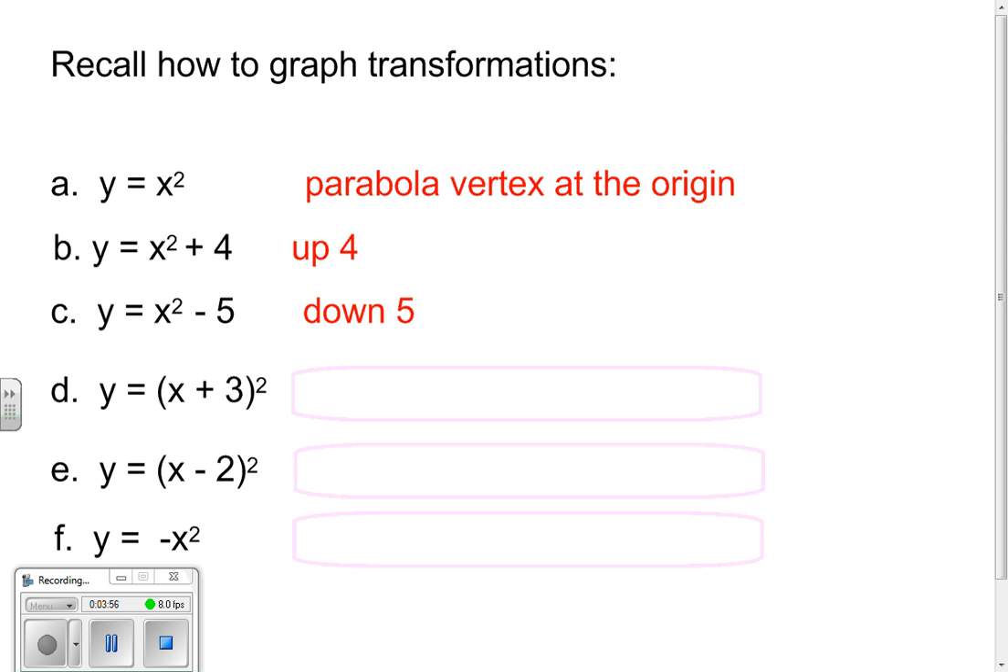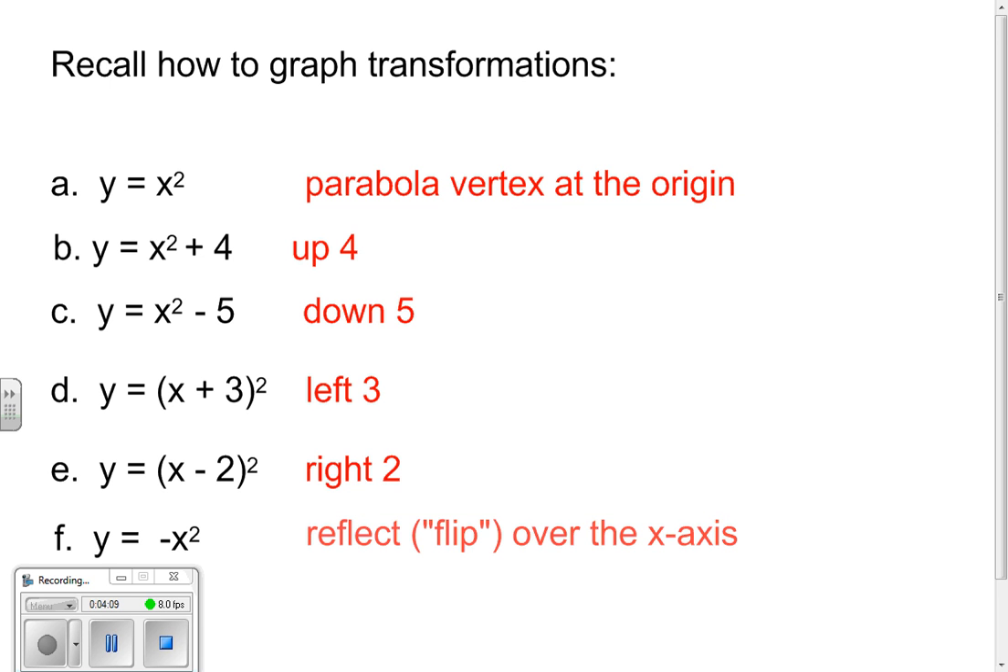Letter D, inside parentheses is opposite, so a plus makes you think right, but that one actually moves left 3. In letter E, the minus 2 moves right 2. And letter F is a reflection. Any negative is a reflection, and that will be over the x-axis. We won't have any reflections over the y's.